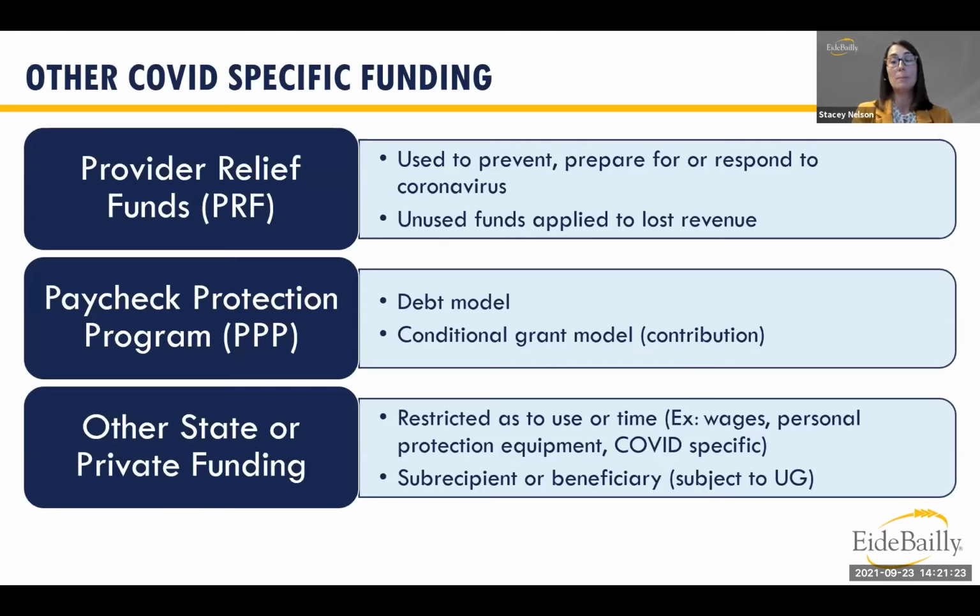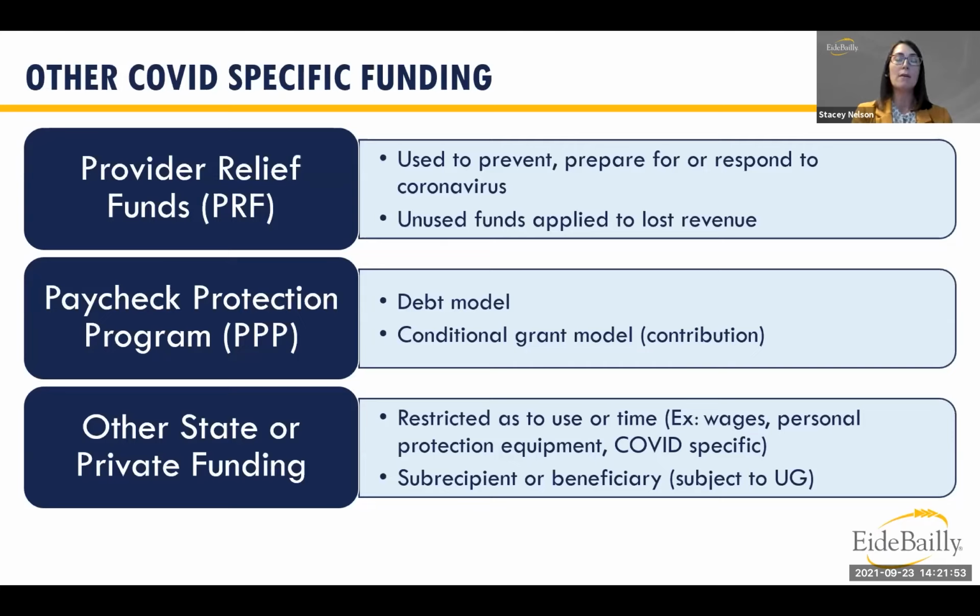to use or time. It could have been for wages, personal protection equipment, or other COVID-specific expenses. You would also want to look to that agreement to determine if you are a subrecipient or a beneficiary. If you are a subrecipient and it's federal funds that are being passed through, those may be subject to uniform guidance as well. So we wanted to include this list here for you to consider whether you have any of these additional funds.